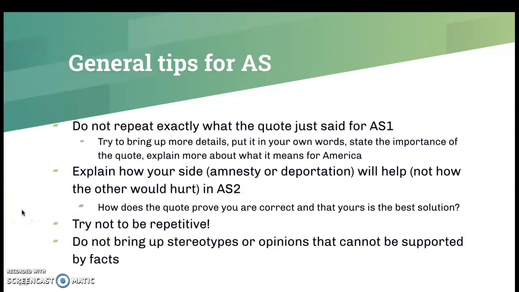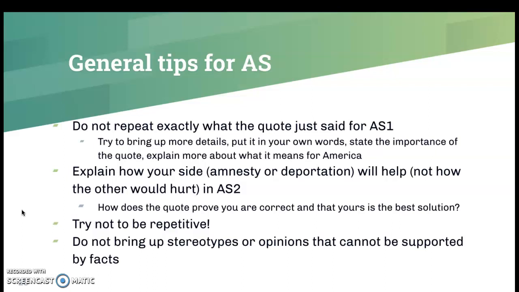Try not to be too repetitive. So try not to make your AS1 be really repetitive, your AS2 be really repetitive, bring up different facts. As long as you're finding different evidence that supports your side and you're not bringing up evidence that says basically the same thing, your analysis should generally be fine.